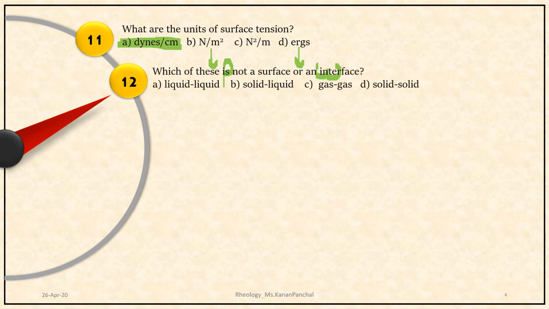Which of these is not a surface or an interface? Gas will never form an interface. So this is the correct answer. We will always have a liquid-liquid surface, solid-liquid interface, solid-solid interface. We will never have a gas-gas interface.